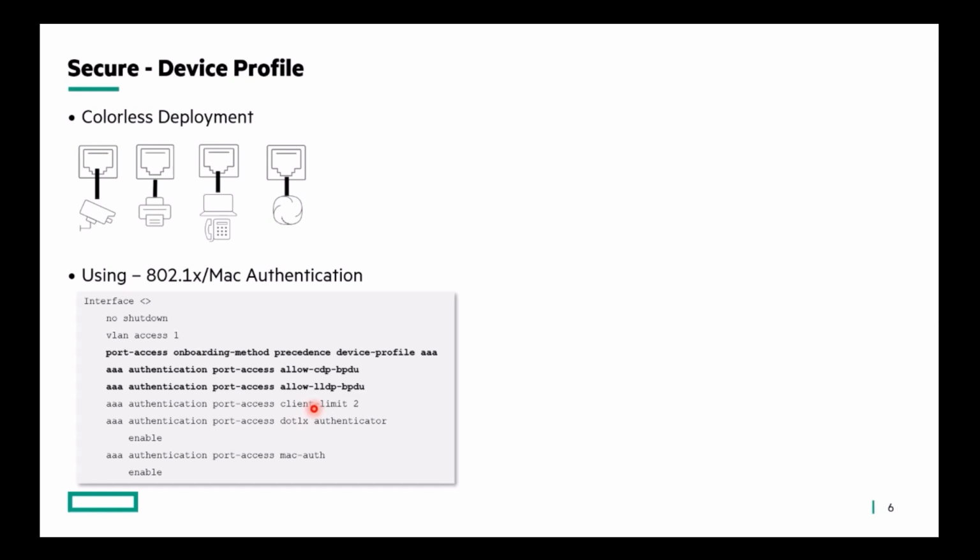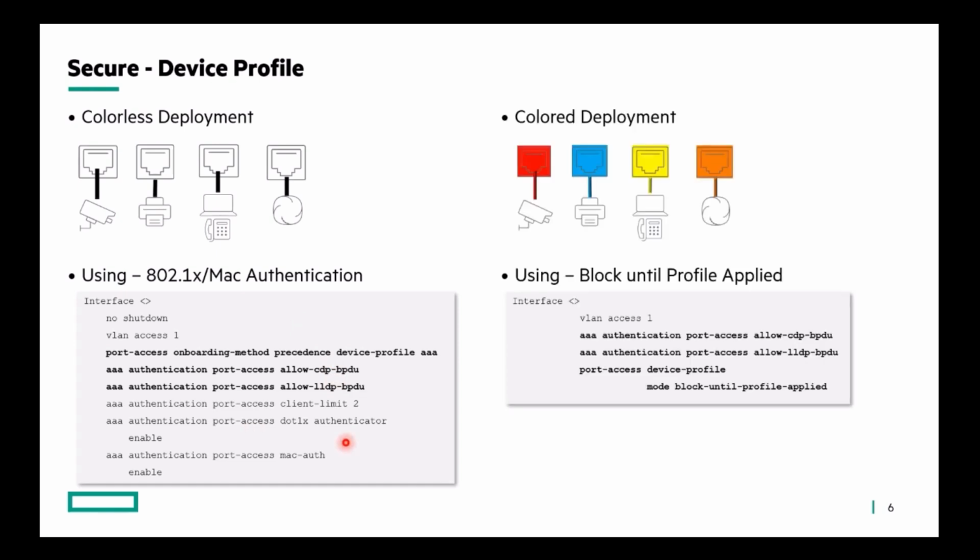onboarded. But in the case of APs and so on, we need those packets to be identified for further processing of the AP type. For that reason, we will try to bypass those LLDP and CDP packets. Hence, this CLI is required for bypassing those LLDP and CDP packets from the security. So this is the colorless port configuration. Next, we'll see the color deployment.